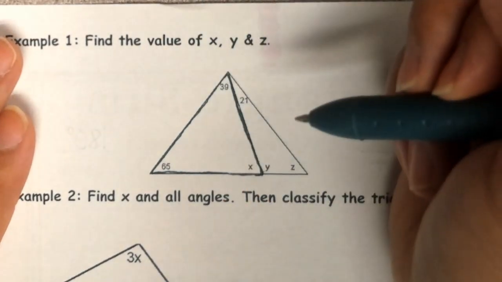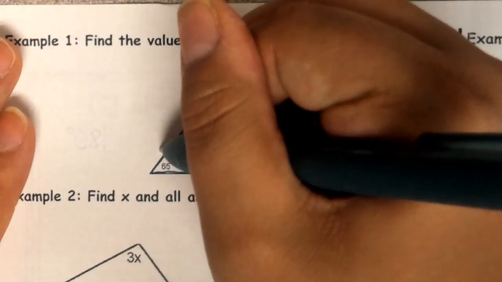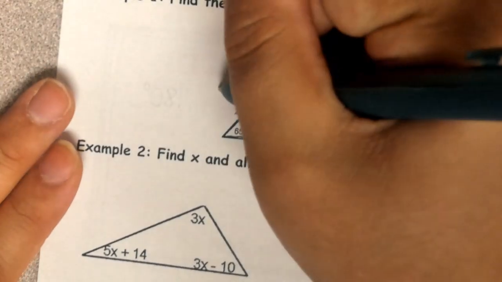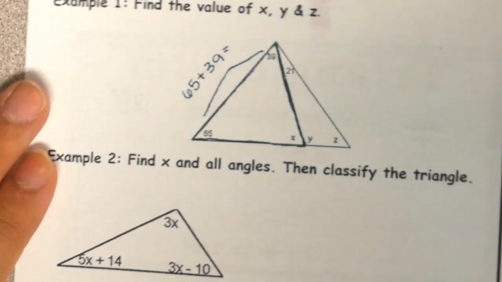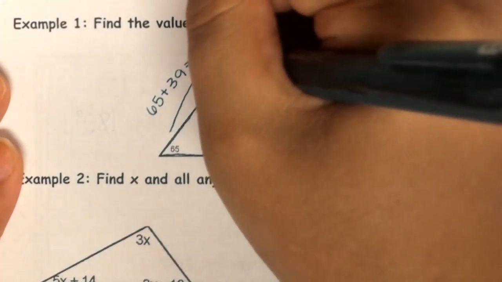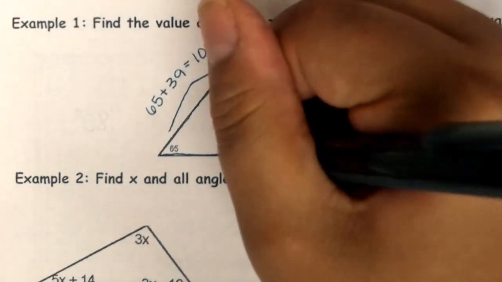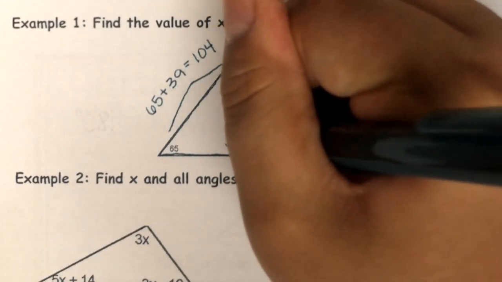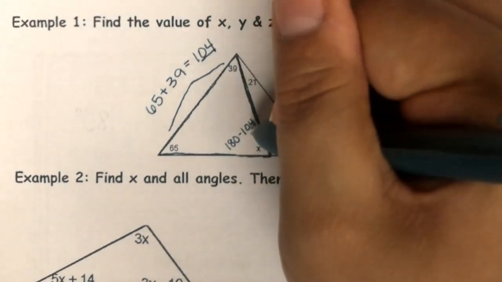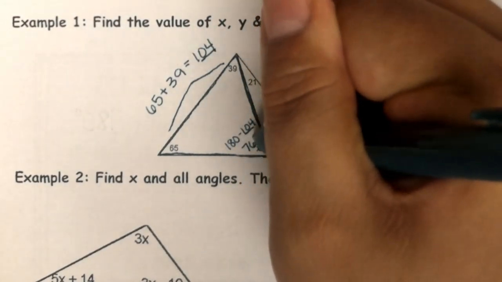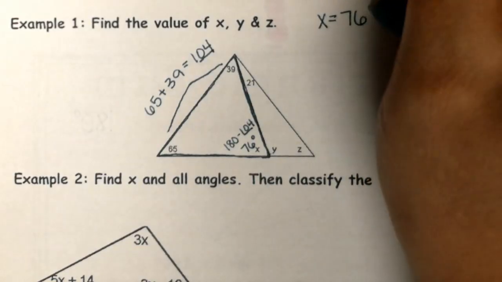Say it again. Subtract those two by 180. I'm actually going to add them together. So what is 65 plus 39? 104. And then to find angle x, what am I going to do? 180 minus 104 is 76 degrees. So x is 76 degrees.